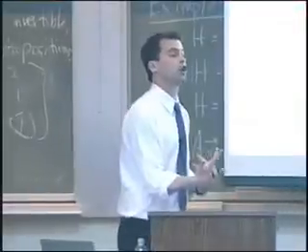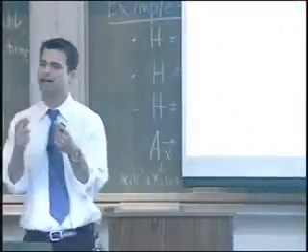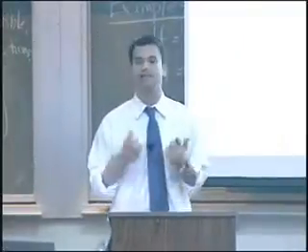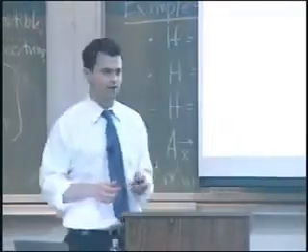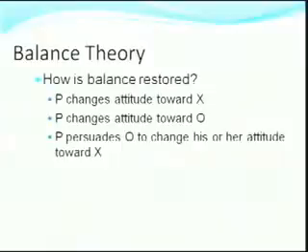So, how is balance restored in the course of social perception? Let's say there's a negative sign, or maybe there's three negative signs, and the system's imbalanced. How could balance be restored? Well, one of three ways. P, you, in this example, could change your attitude towards X. Yeah, that's not going to happen with Kung Fu Panda. You could change your attitude towards O, your date, or you could persuade O to change his or her attitude towards X, or maybe distort your perception of O's attitude towards X to think that O has the opposite attitude.